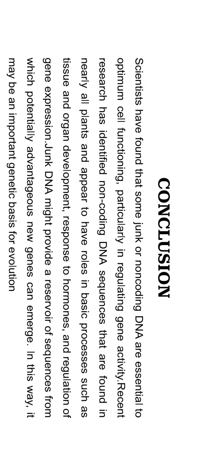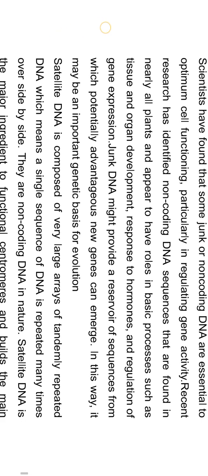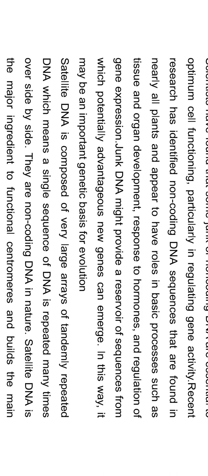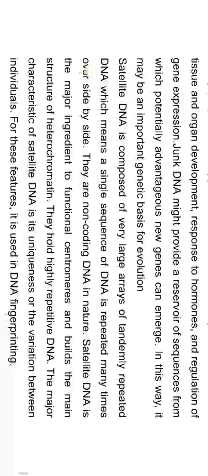Conclusion. Scientists have found that some junk or non-coding DNA is essential to optimum cell functioning, particularly in regulating gene activity. Recent research has identified non-coding DNA sequences that are found in nearly all plants and appear to have roles in basic processes such as tissue and organ development, response to hormones, and regulation of gene expression. Junk DNA may provide a reservoir of sequences from which potential advantageous new genes can emerge. In this way, it may be important in the genetic basis for evolution.